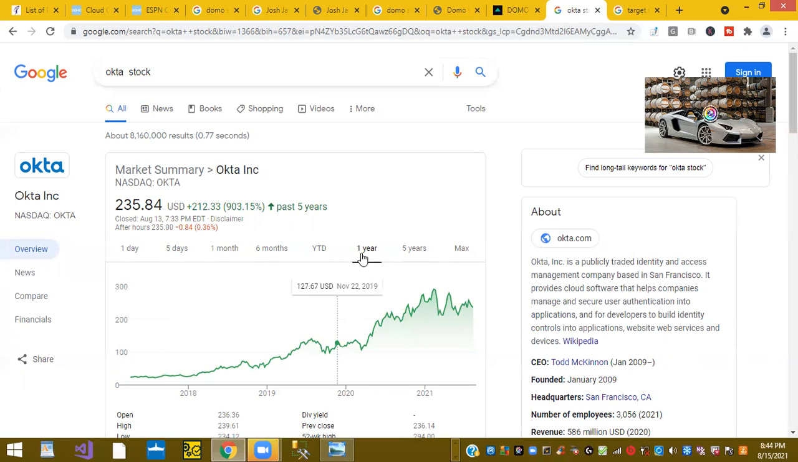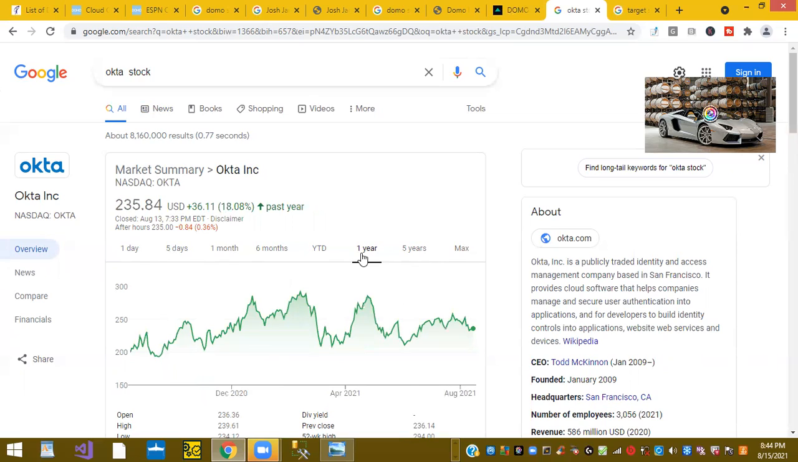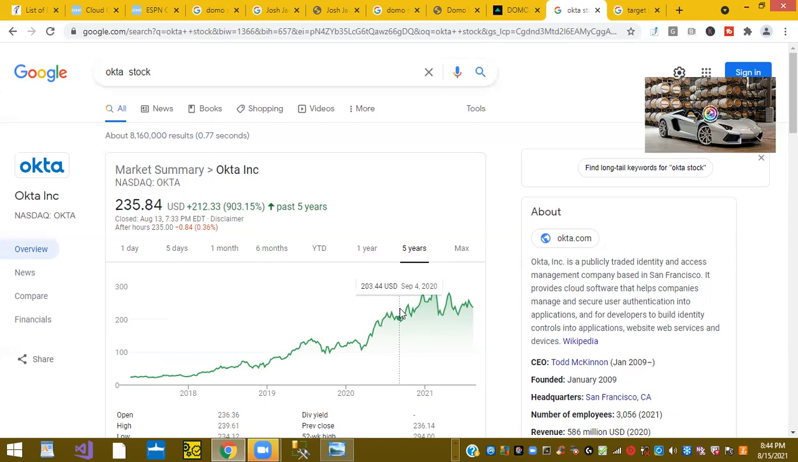Let's just look at this one. For example, Okta is kind of losing steam, but it's up 18% so far this year. In the previous year, they grew like 50%. If you look over the last 5 years, they're up 903%. And that's what you're looking for. You're looking for companies that can 10X. You're not looking for companies that go up 20% and then crash. Tech companies, once they get around that $90 mark and they get that institutional backing, they tend to skyrocket.